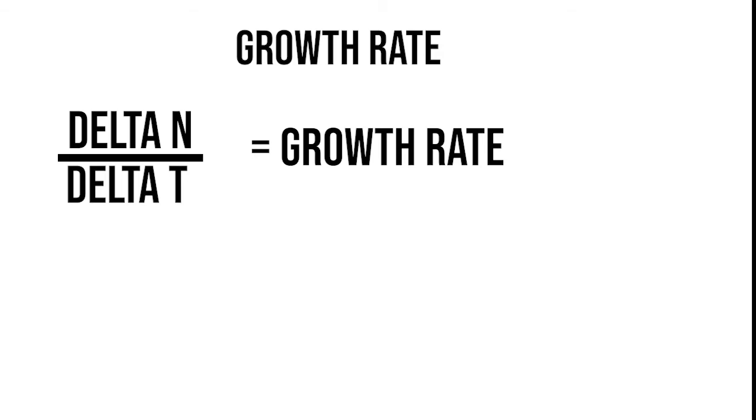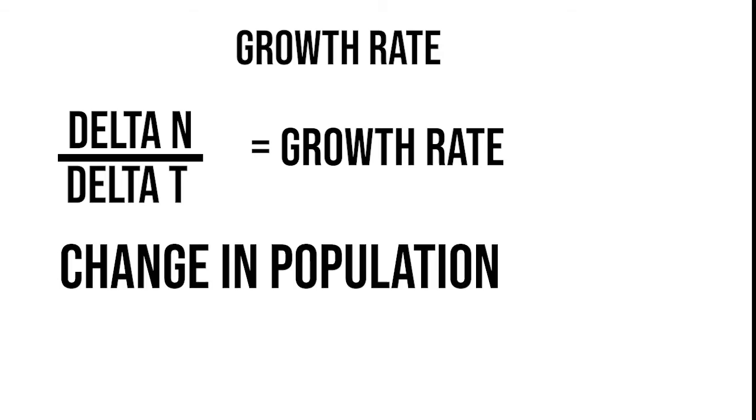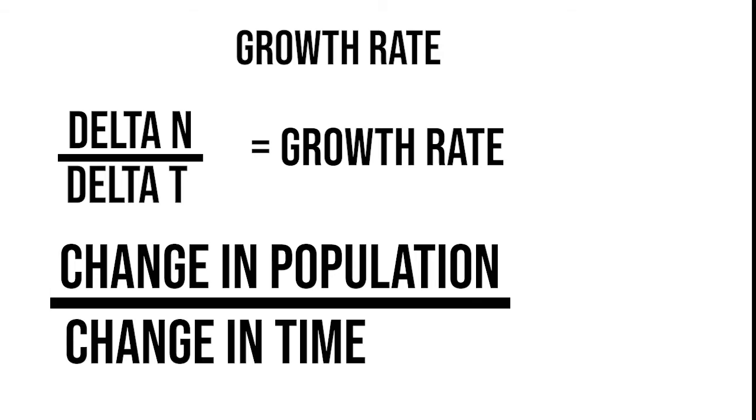So in this case, N is the population, N for number, usually number of individuals. Here we're going to say number of bacteria, so N is the population, T is time, that one makes sense, and delta just means change in.